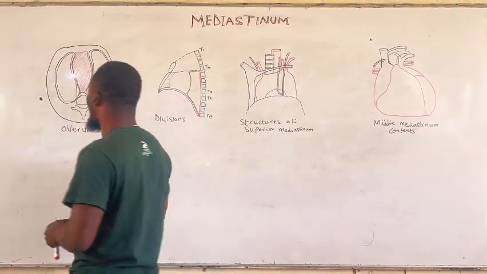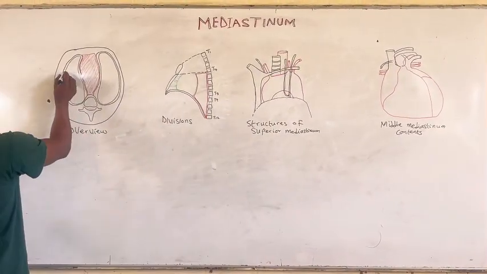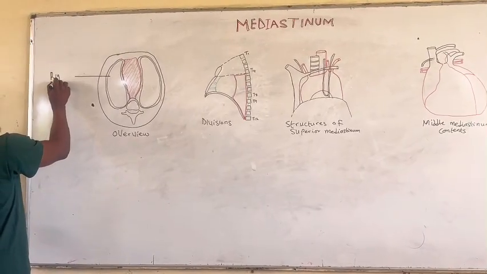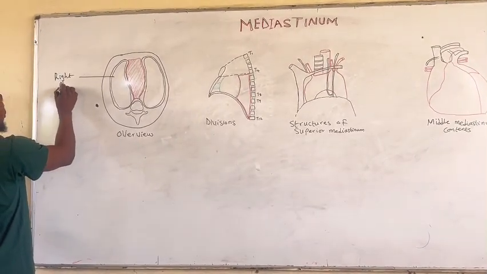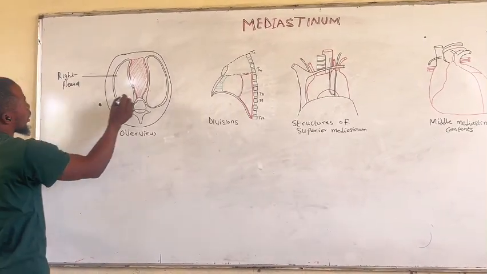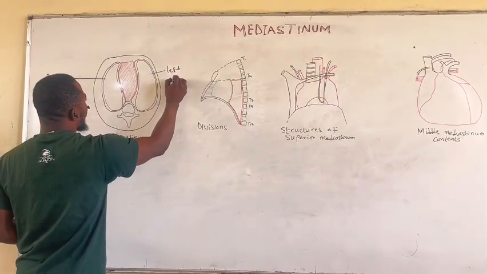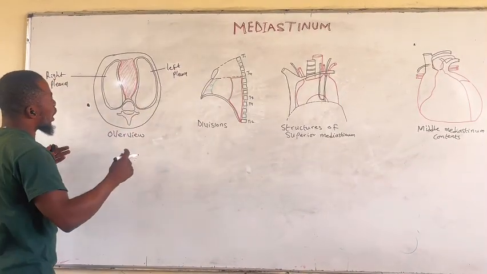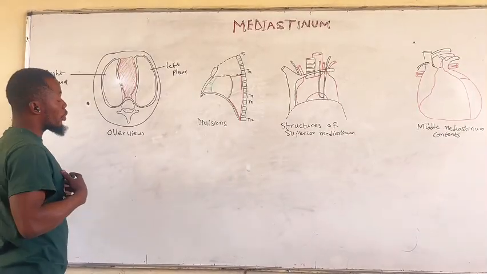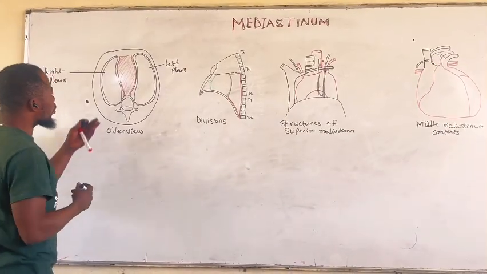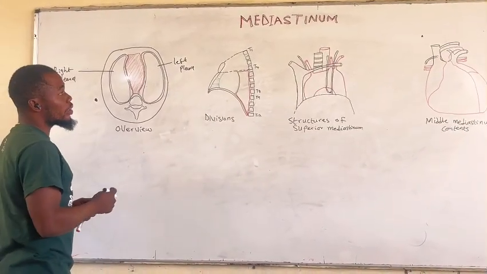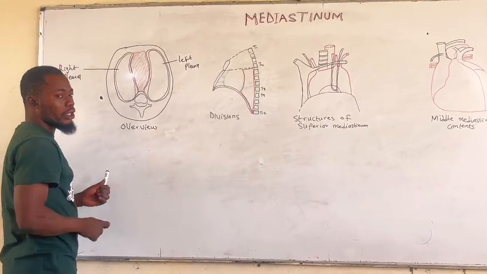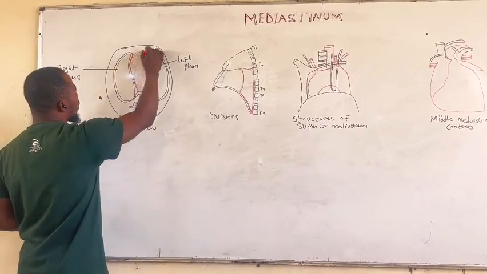So from here, this is our right pleural and this is our left pleural. These pleural cavities are the ones that house the right and the left lungs. Then in between these pleurals is where our mediastinum is located. So all this red line here indicates our mediastinum. So this is our mediastinum.